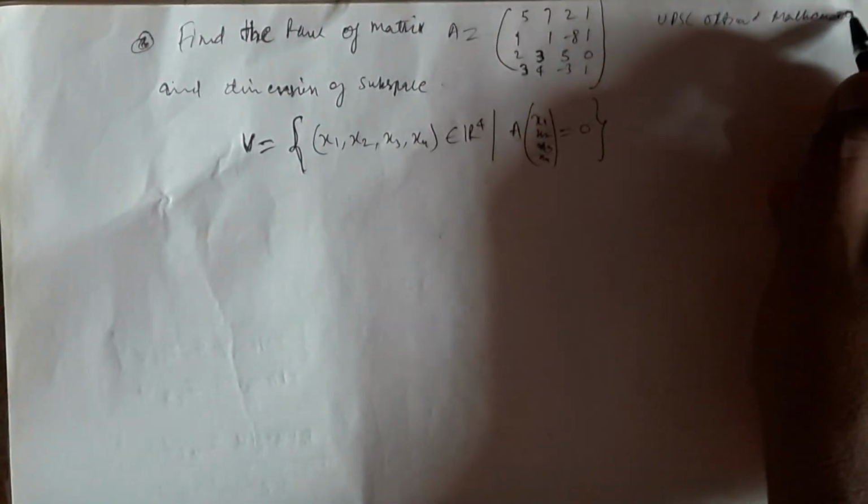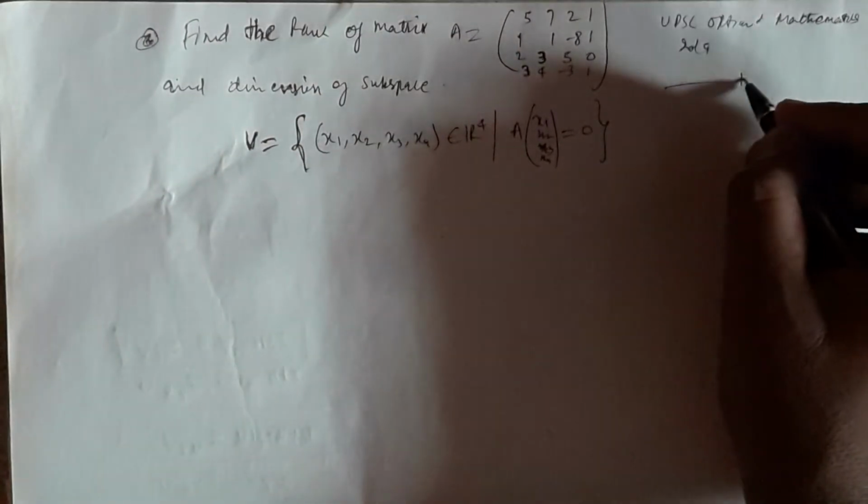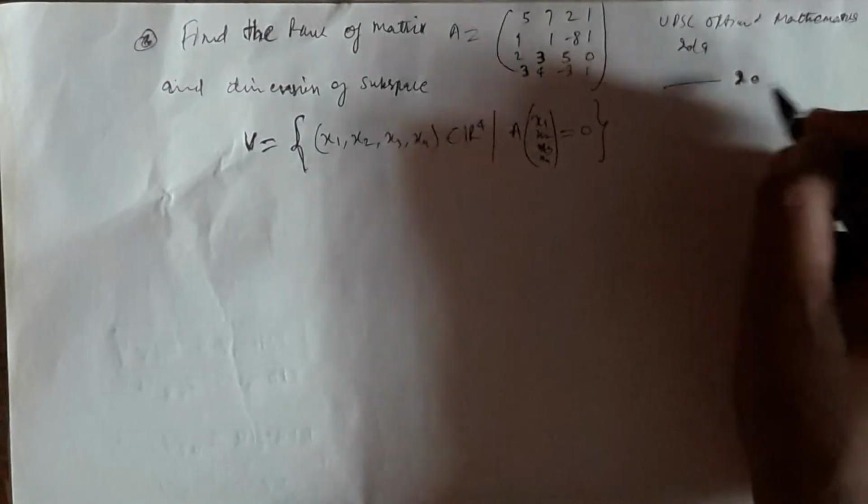Optional Mathematics 2019, and the marks are 20. This question was asked for 20 marks in Mains Paper A. This question is for the IAS and IPS exam. Now, how should we work on this question?